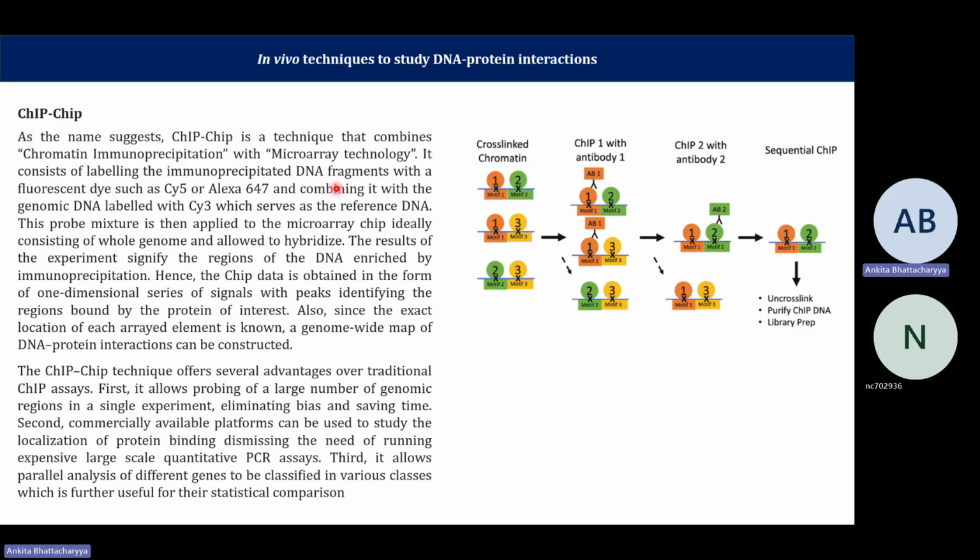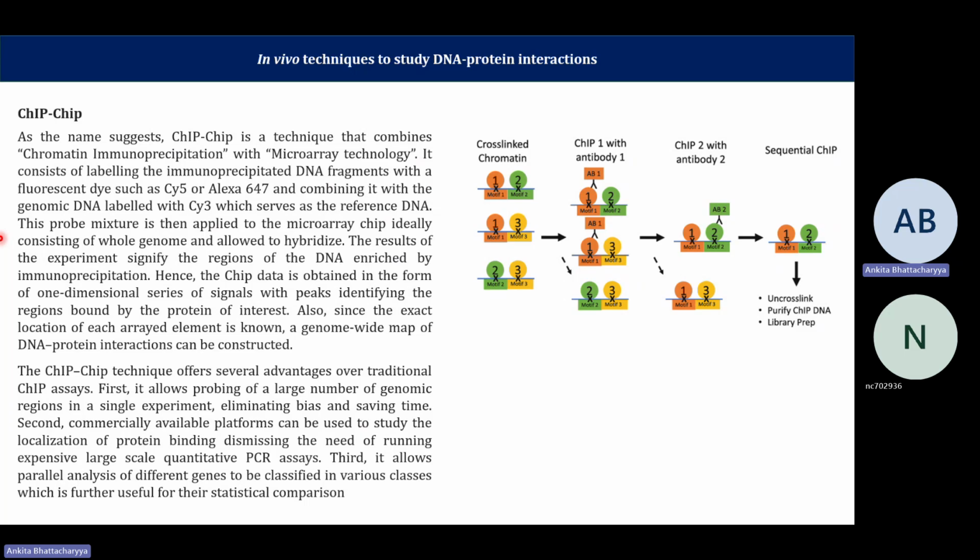There you label your immunoprecipitated fragments with a fluorescent dye like Cy5 or Alexa 647, and then you combine it with genomic DNA that is labeled with Cy3, which becomes your reference DNA. So the reference DNA is labeled with one dye, and your pulled-down or immunoprecipitated fragment is labeled with another dye. Then this probe mixture is applied to the microarray chip, which consists of the whole genome, and you allow hybridization.